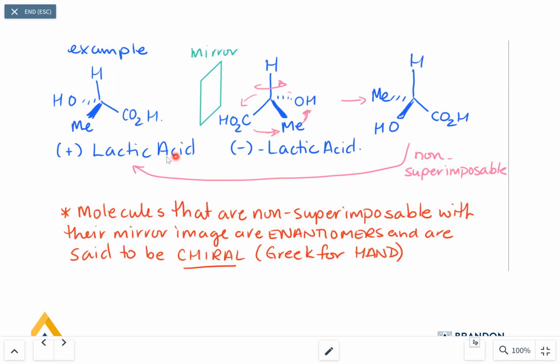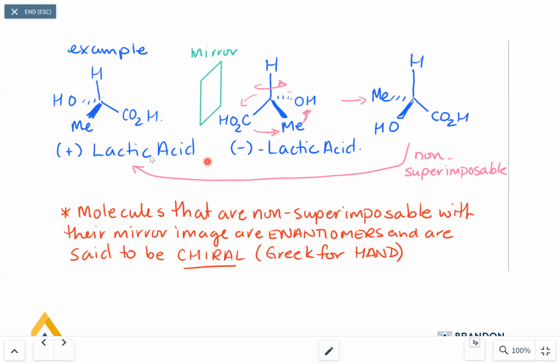And then if we try to superimpose this on the other lactic acid, this carboxylic acid, the carbon and the hydrogen are all in the plane of the board. So they all line up perfectly, but the big difference is we've got a hydroxyl group pointing towards us in the minus lactic acid, whereas in the plus, we've got the methyl group pointing towards us. So they've got the same atoms, the same connectivity, but their three-dimensional spatial arrangement is different.